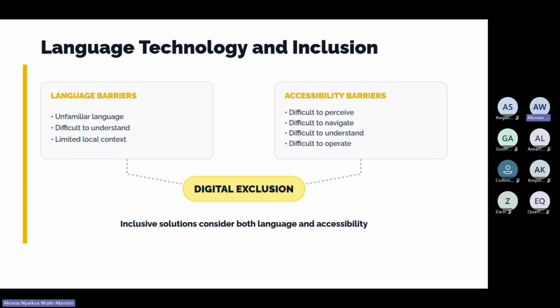Okay, then we move on to accessibility barriers. So in terms of accessibility, we are asking whether people can actually interact with the technology. So is it a system that a user is able to perceive? Is it something they have difficulty to navigate? Is this something that is difficult for them to understand or operate? These are some of the things you need to be thinking about when you're designing language technologies, right? So inclusive solutions consider both language and accessibility, right? All right.